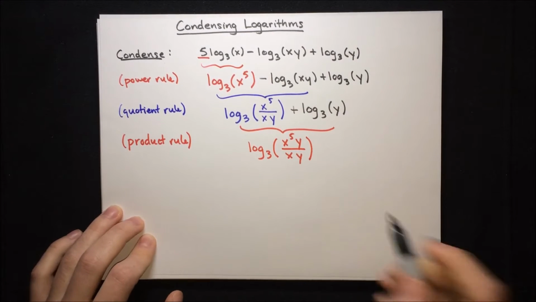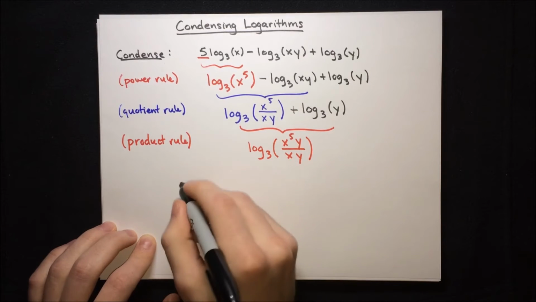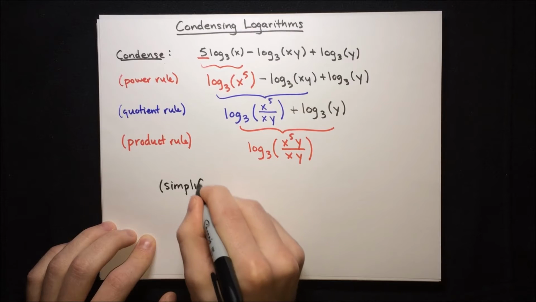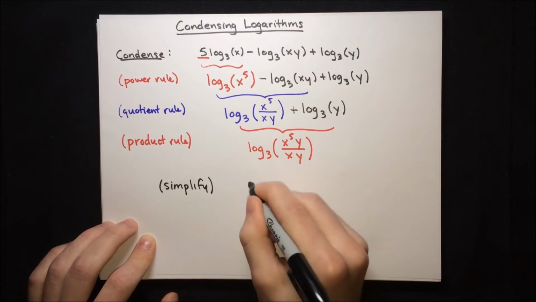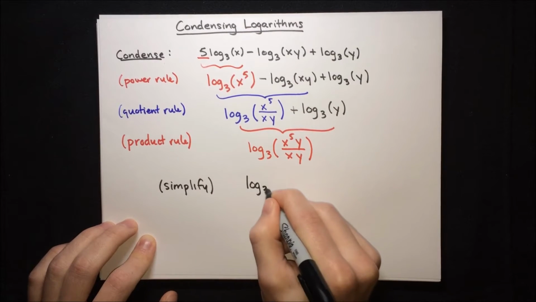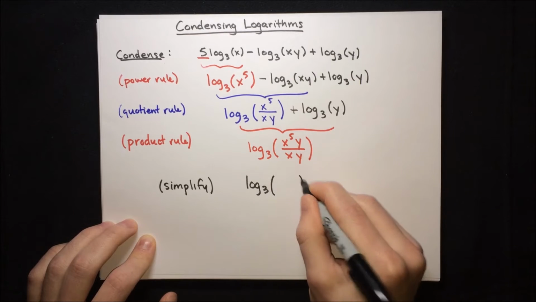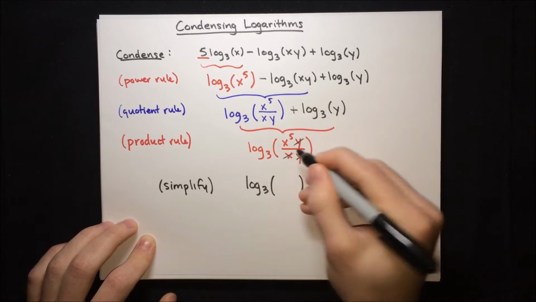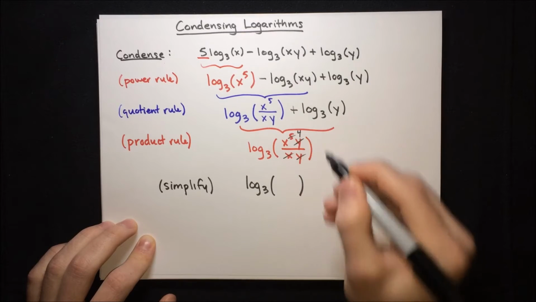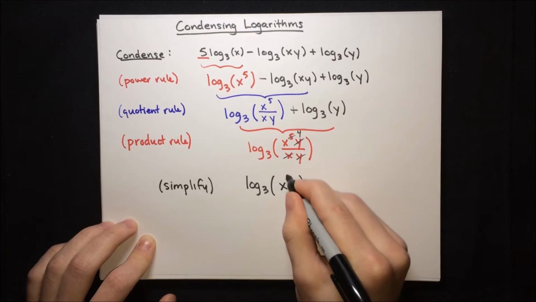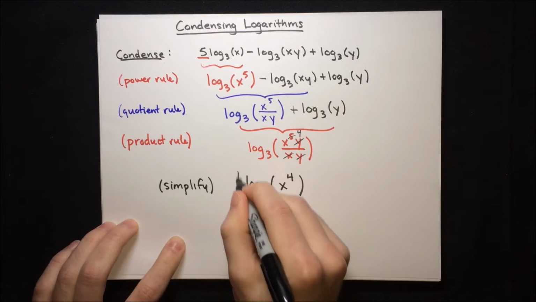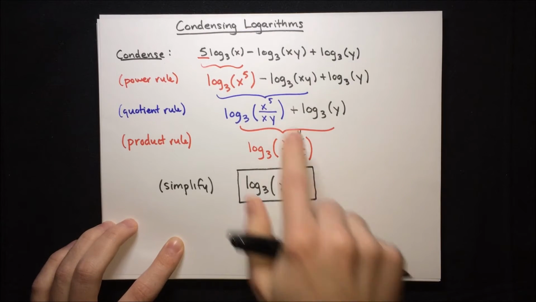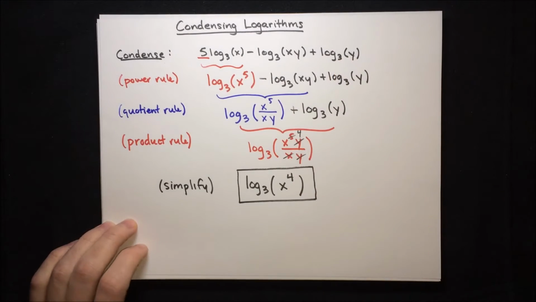Okay, great. Now we've condensed it into a single logarithm, and we just need to simplify a bit. So we've got log 3, and these y's cancel, and that x cancels, and the 5 turns into a 4. So just log 3 of x to the 4th. And there we go. That's our condensed version of that logarithmic expression.